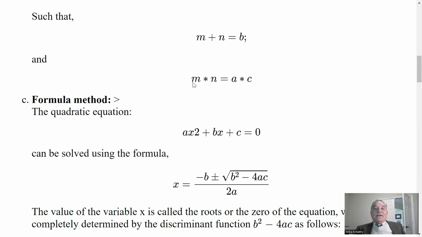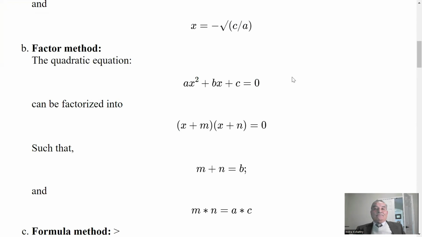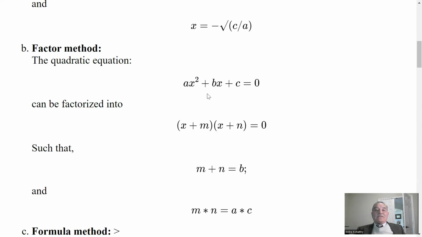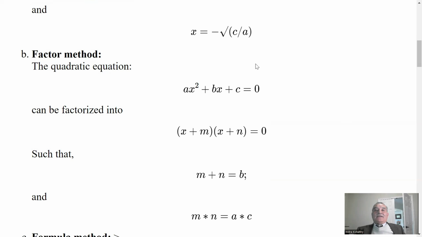That is, the product of these two numbers equals the product of the coefficient of x squared and the constant. If we happen to get these two numbers m and n satisfying these conditions, then we can directly write the factorized form of this quadratic equation as this: x plus m times x plus n equals 0. That is, this quadratic equation ax squared plus bx plus c equals 0 can be written in this factorized form x plus m times x plus n equals 0. Then we can write the solution directly as x equals negative m and x equals negative n. This is the theoretical part.